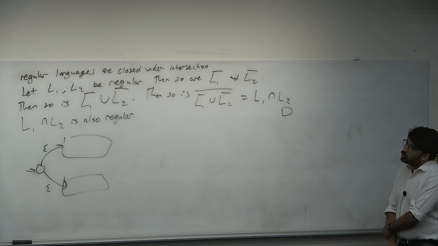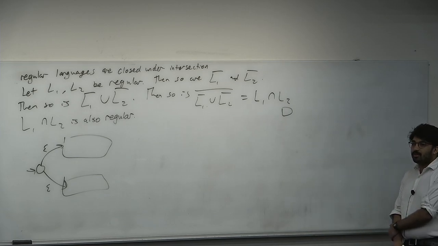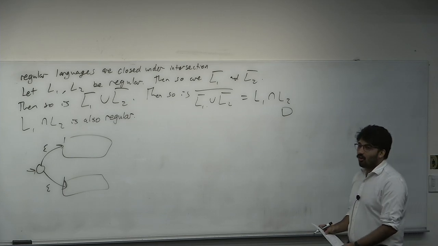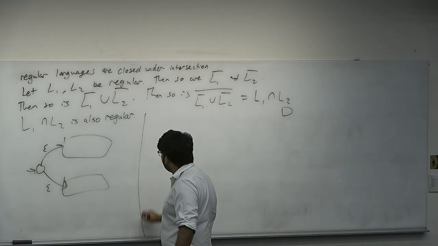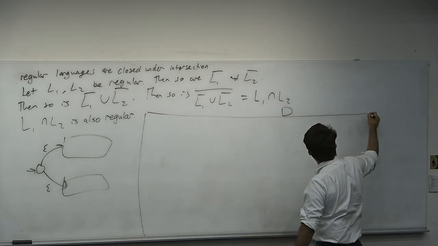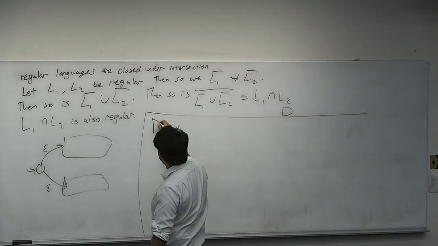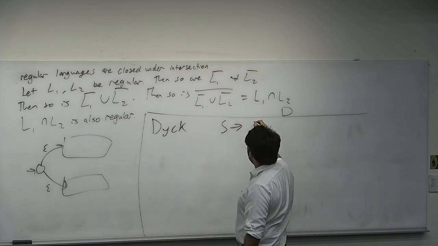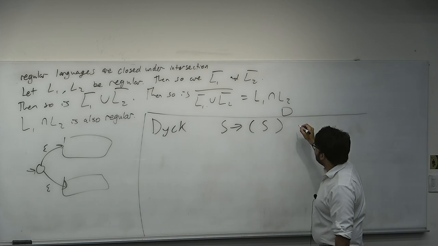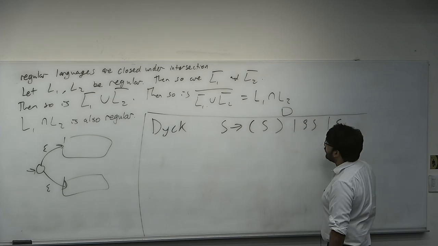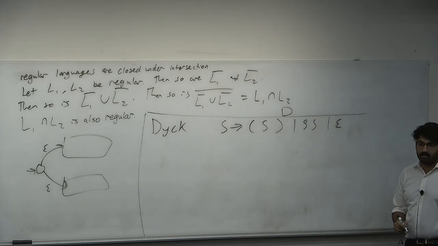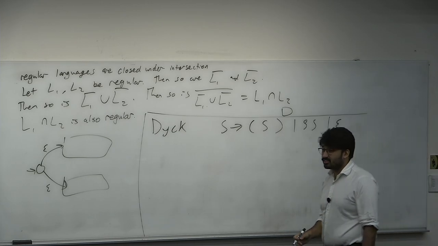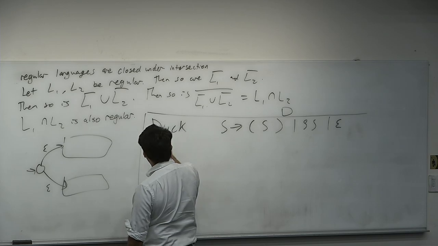You can use closure like this to prove languages are regular. You can also use closure to prove languages are not regular. Consider the Dyck language. The Dyck language is generated by the context-free grammar S goes to open S close, or SS, or epsilon, right? This produces all valid balanced parentheticalizations. But could you have ever given a DFA for this? Assume to the contrary, you could have.